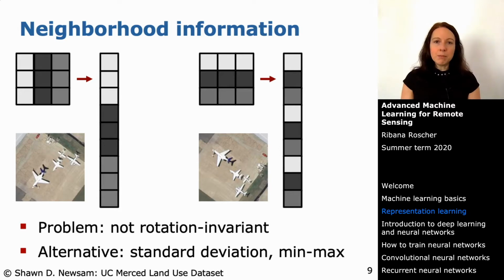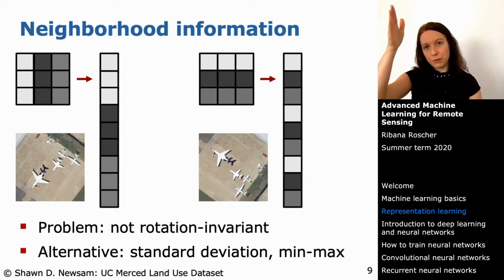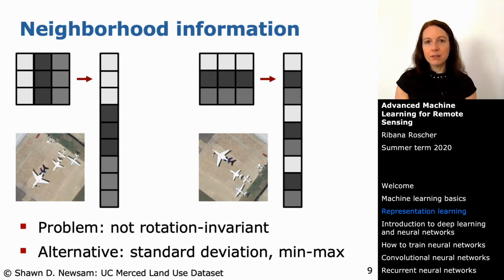And another problem is that if you do this, it's not rotation invariant. That means when you have a look at these two image patches here, you can see I took an image patch and then I rotated it. And when you illustrate it with just a few gray values, you can see that if you take the columns and vectorize it, when you rotate this image patch, you will end up with a totally different feature vector, although it's the same image content, and this is a problem.